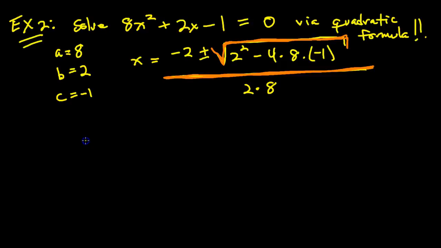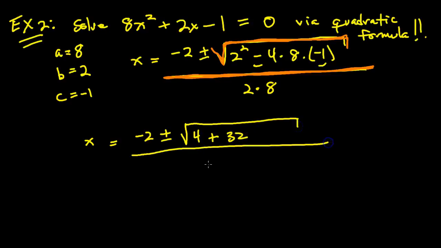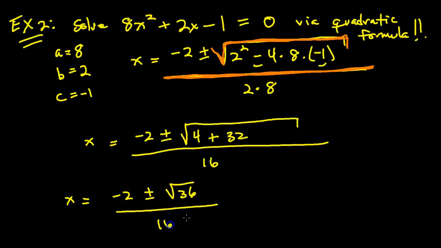All right, I'm going to simplify this, and first I'm going to attack the inside of the root expression. 2 squared is 4. Minus, well, minus a minus is plus. I'm going to have a 4 plus then 8 times 4 is 32, all over 2 times 8 is 16. And I think the worst is over. Under the root sign, 4 plus 32 is 36. Minus 2 plus or minus the square root of 36 over 16.